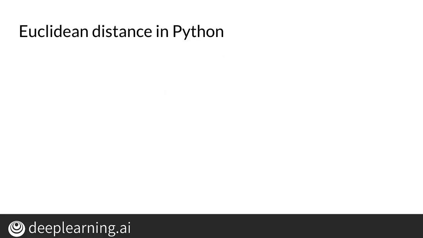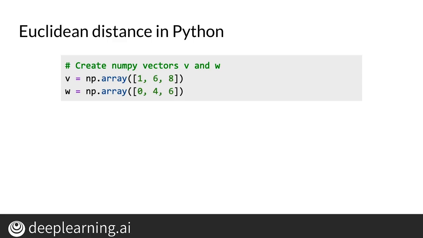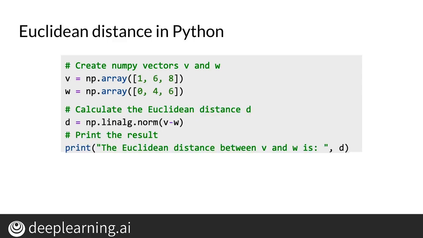Let's take a look at the implementation of the Euclidean distance in Python. If you have two vector representations like the ones from the previous example, you can use the linalg module from NumPy to get the norm of the difference between them. If you implement this code in Python, you should get this result. The norm function works for n-dimensional spaces.